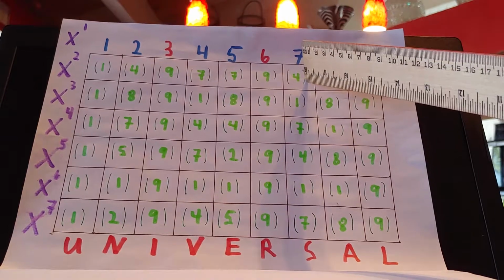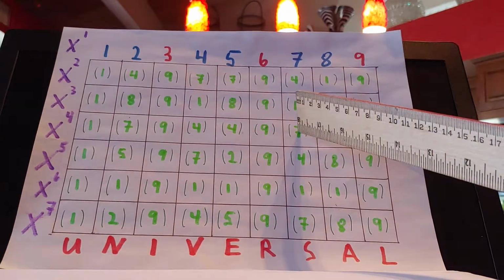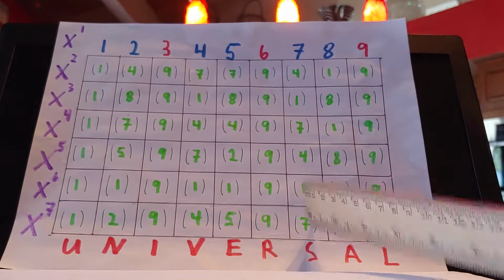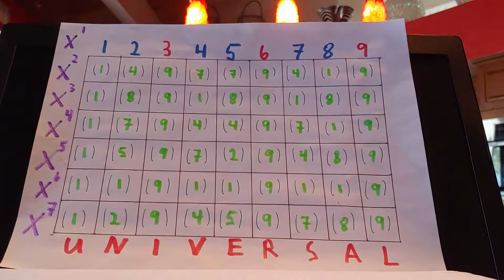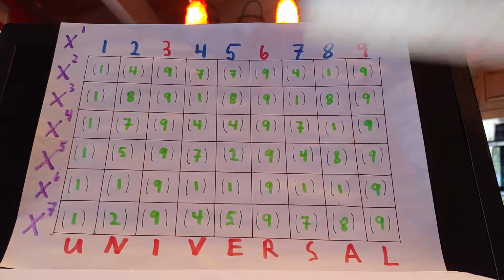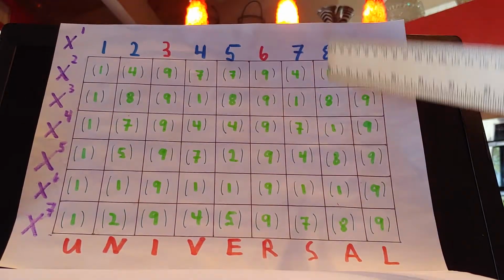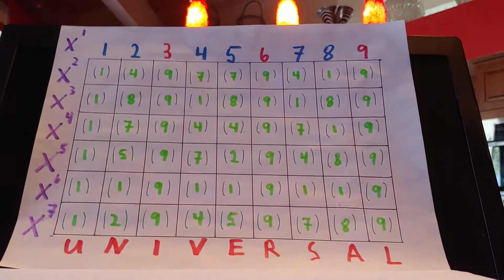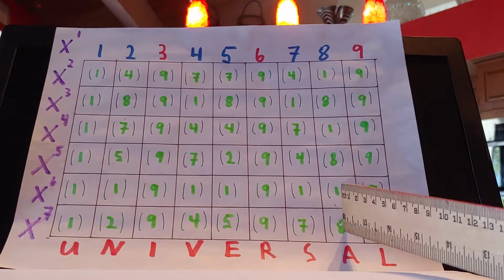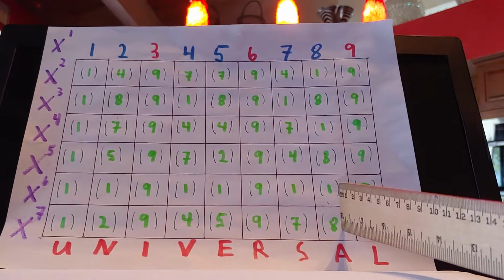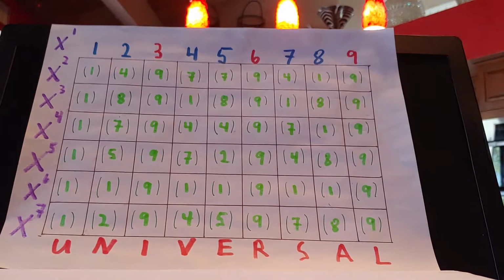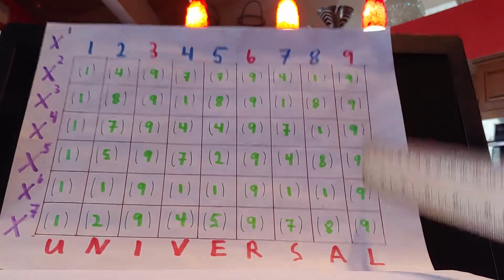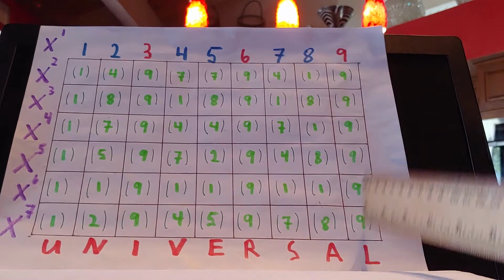7 times 7 is 49, times 7 is 343, 2401, 16807, 117649, 823543. 8 times 8 is 64, 512, 4096, 32768, 262144, and 2097152. 9 times 9 is 81, times 9 is 729, times 9 is 6561, times 9 is 59049, times 9 is 531441, times 9 is 4782969.